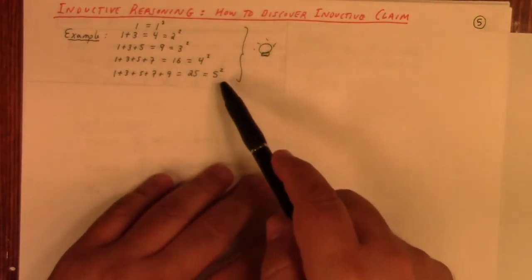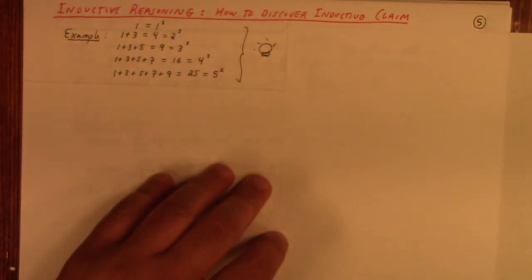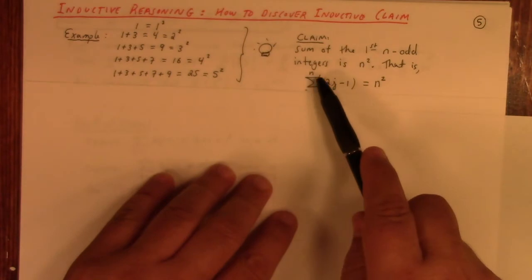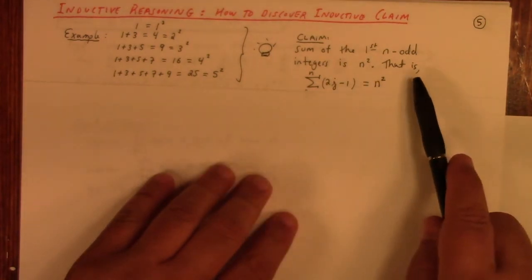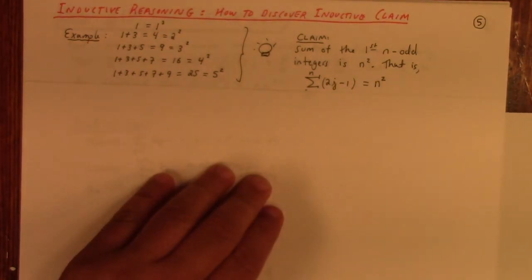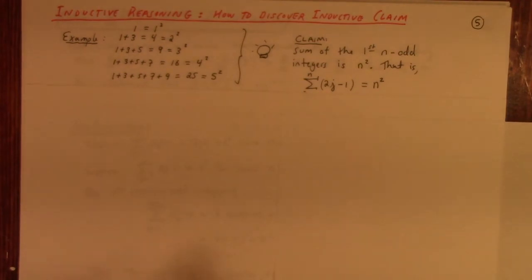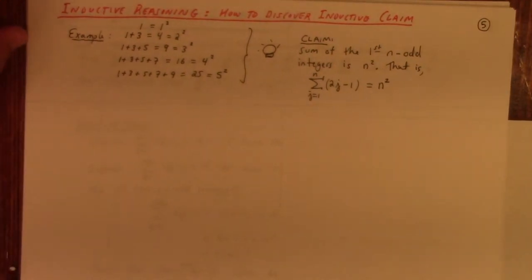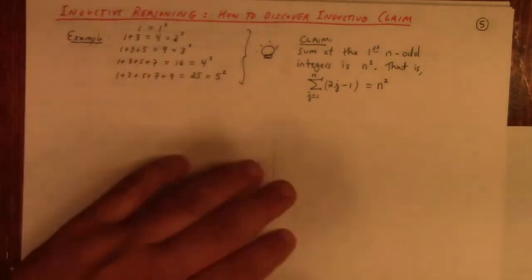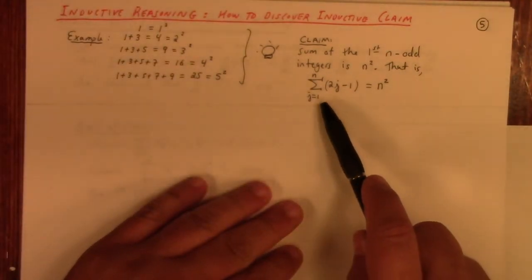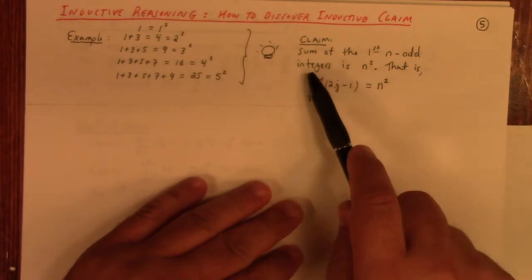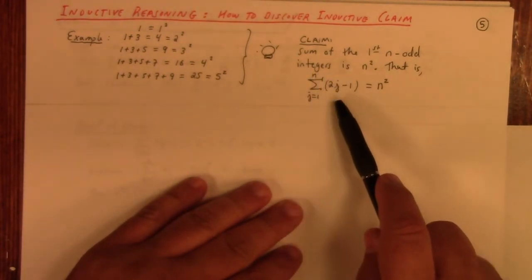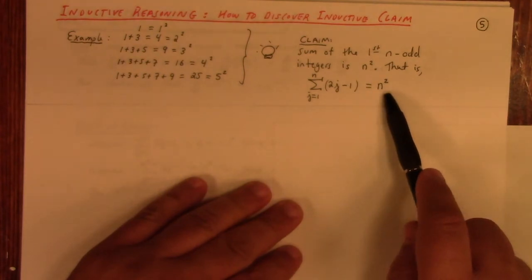And once you notice that pattern, you kind of see where you might make a claim that the sum of the first n odd integers is n squared. And if we write that in a formula, I'll define that sum carefully in a page or two here, but I'm going to assume that we have an understanding of that sum already. The sum j equals 1 to n, 2j minus 1 is equal to n squared.